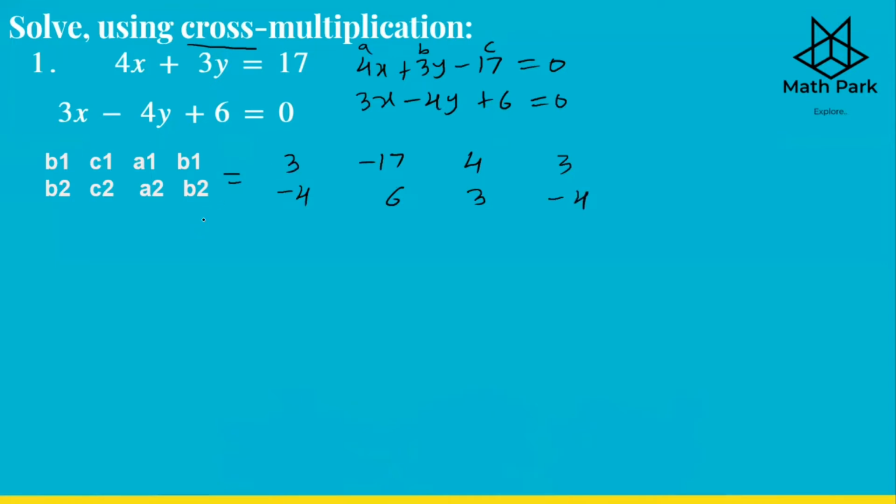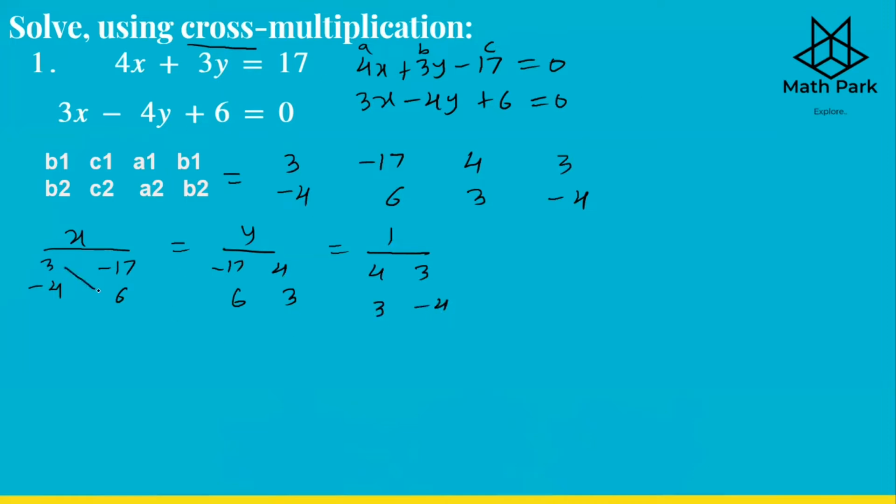Then we have the formula here. So we write x upon, just remember, we take the first two from this group. So we write 3, minus 4, minus 17, 6, which is equal to y upon, we take the middle ones, we write minus 17, 4, 6, 3, is equal to 1 upon, we write the last pair. So we write 4, 3 and 3, minus 4. Done. So now we will be doing the cross multiplication.